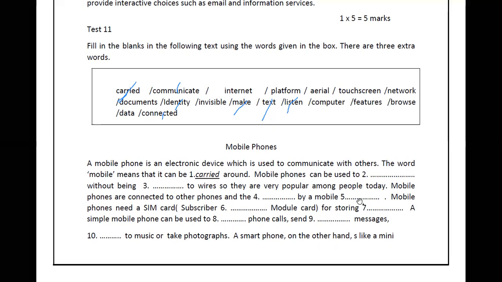Mobile phones are connected to other phones, and what mobile phones are connected to also what? It's a very main thing, not to anything else. It's connected to the internet, right? Via mobile what? Network. You can connect to internet through a mobile network or Wi-Fi. Now they haven't said here Wi-Fi, but it's network.